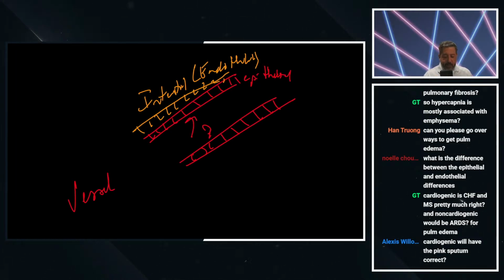Cardiogenic is CHF, and yes, mitral stenosis, because they're going to cause the backup for heart failure, and non-cardiogenic ARDS, pulmonary edema. Cardiogenic would have pink frothy sputum because of the increased hydrostatic pressure bursting those capillaries.